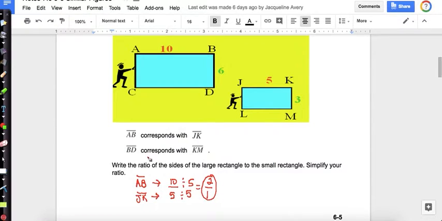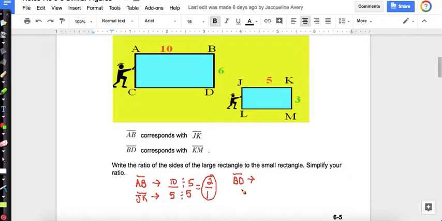Now, the other ratio it asks us for is BD corresponds to KM. If these two figures are in fact similar, then they are going to create the same ratio. So let's see if they do. And we know they're similar, so they should have the same ratio.